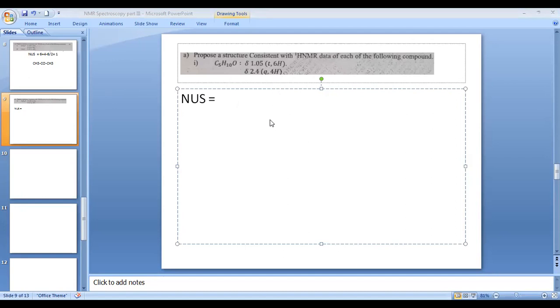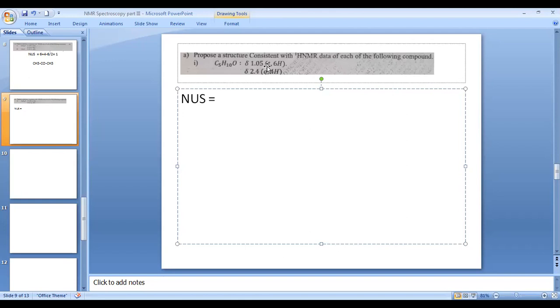So one unsaturation is there. And now there are six hydrogen atoms having a triplet. Triplet means, what do you mean by this triplet? ट्रिपलेट का क्या मतलब होता है? बाजू के कार्बन, how many hydrogen atoms are attached to the adjacent carbon?